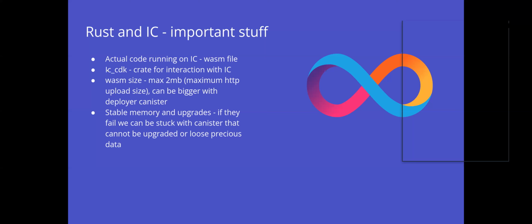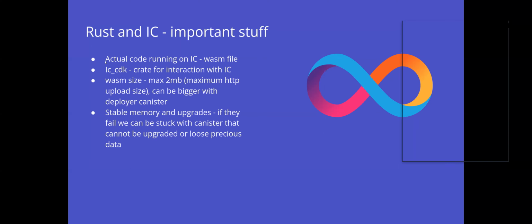Because Motoko was created for the IC and Rust was not, in order to have any interaction between the Rust code and the IC, you need to use the package ic-cdk. It's already created and you can download it using Cargo, so no problem there. Actually, when we are working with Rust, you will be using two packages. The first one is ic-cdk. The second one is ic-wasm optimizer. I think it's called ic-cdk-optimizer. We'll get there in a minute to see why you will need it.